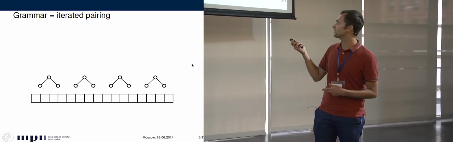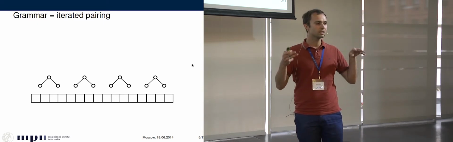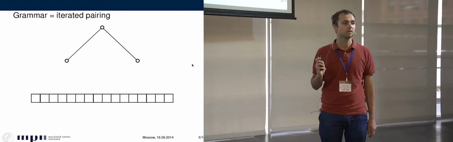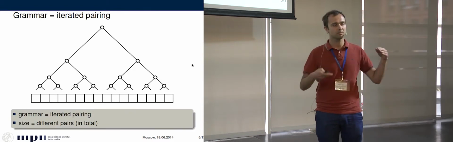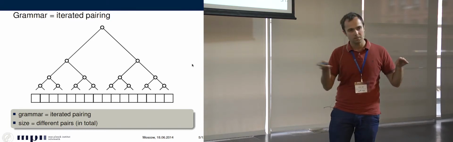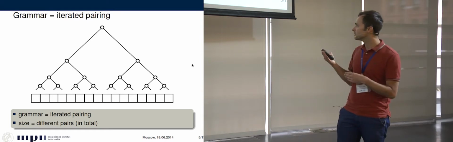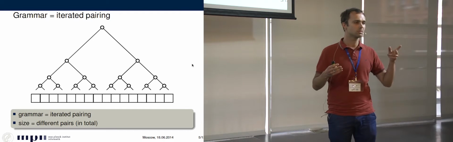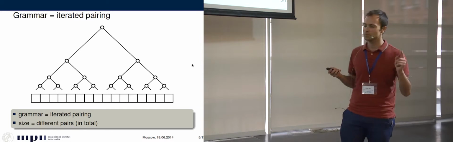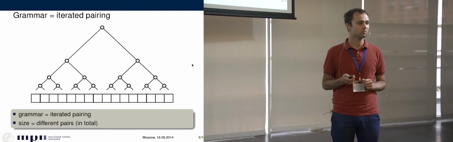Then you forget the original letters, and now you pair those new symbols, and again, if any of them are identical, then they are called the same, and you do it until you get just one symbol. So the whole grammar can be seen as iterated pairing. You get something, you pair, you identify the copies, you replace, and you iterate this process. And in the end, the size of the created grammar, up to a multiple of 2, is just the number of different pairs that you have seen during your computation.